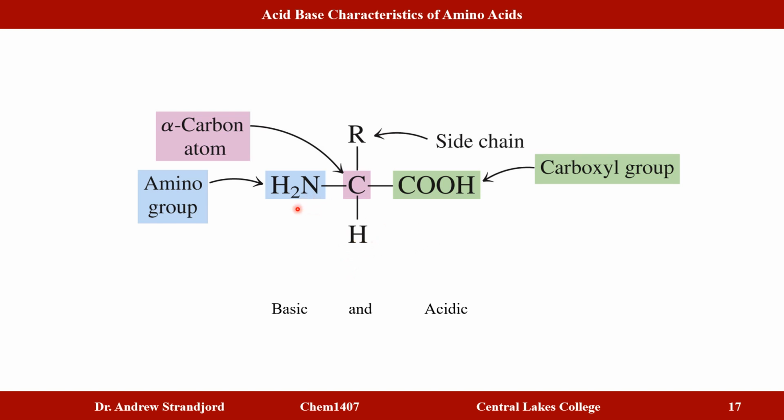The group on the left is basic. That means I have a nitrogen with a lone pair of electrons. It would like to react with some acidic component in solution to have another hydrogen put on it because it's basic. My carboxylic acid functional group here, it's acidic. It would like to give up one of these hydrogens to something else in solution. So this molecule can undergo both acid and base chemistry at the same time.